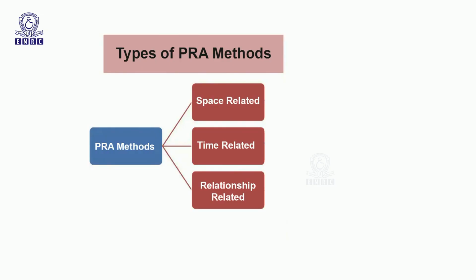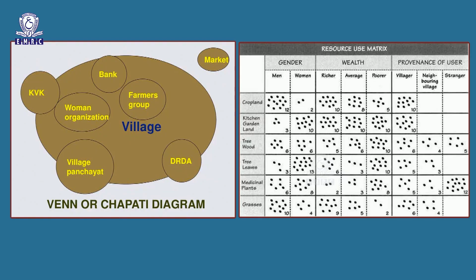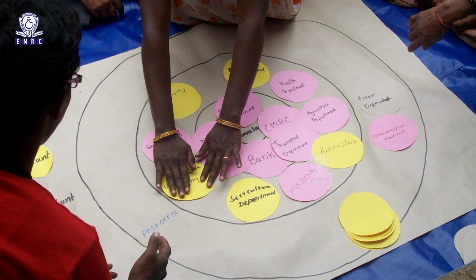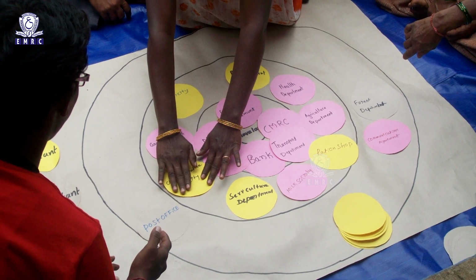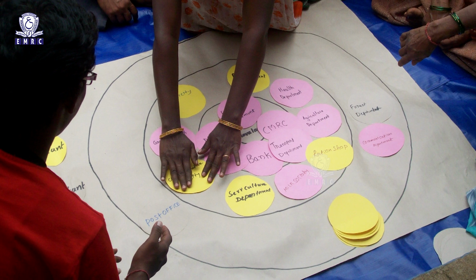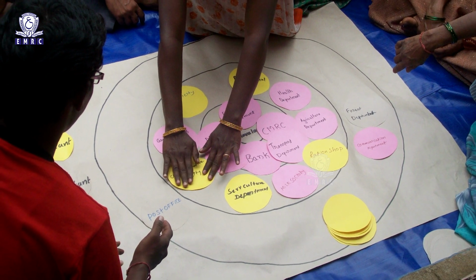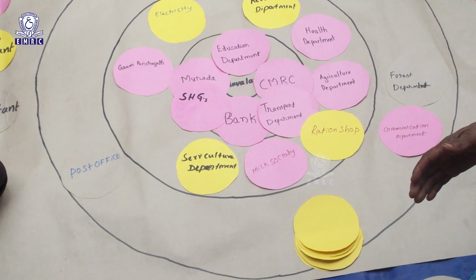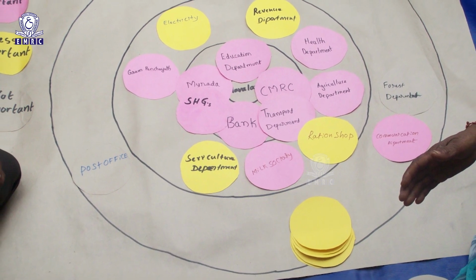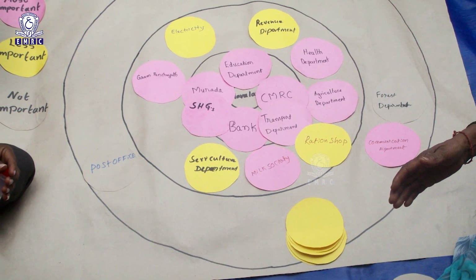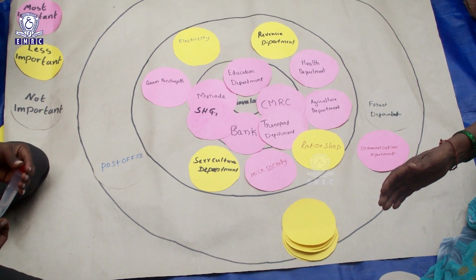The relationship related PRA methods are used to study the relationships between the various items or various aspects of the same item. This type includes Venn diagram, matrix ranking, etc. The Venn diagram, popularly called the chapati diagram, shows the relationships of various institutions, organizations, programs or individuals with each other and with the village as perceived by the villagers.